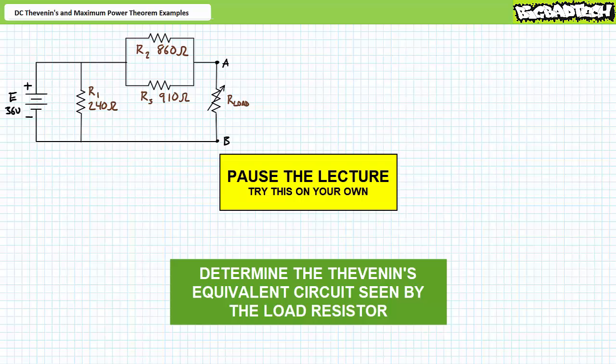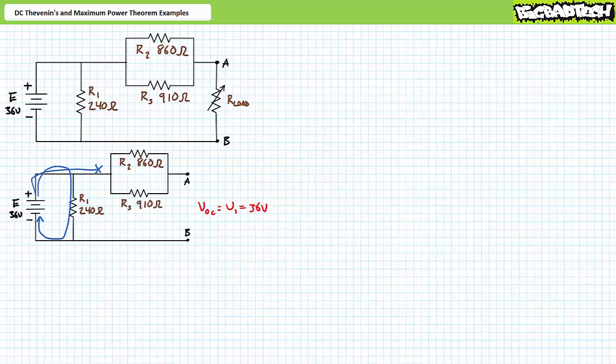By all means, pause the lecture and try stage 1 on your own. If you're tracking, you should have obtained the following results. Let's first solve for ETH, the Thevenin's equivalent voltage. To solve for ETH, one removes the load resistor from the nodes of interest and determines the open circuit voltage.